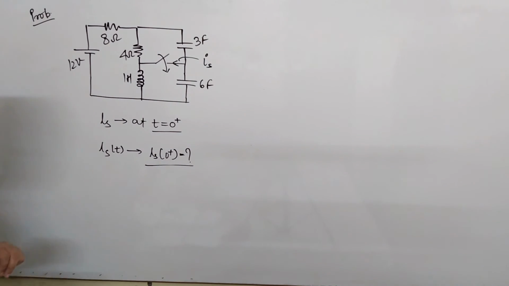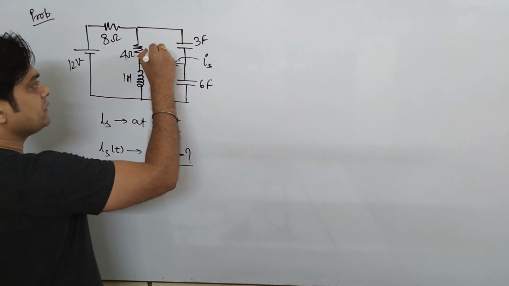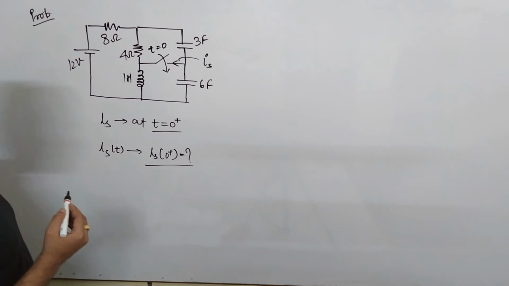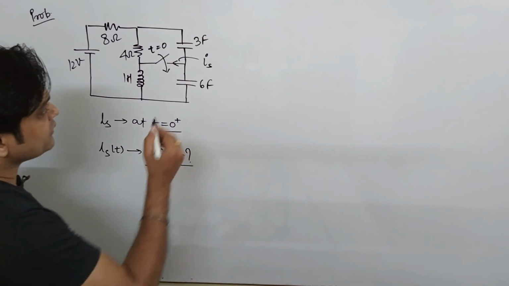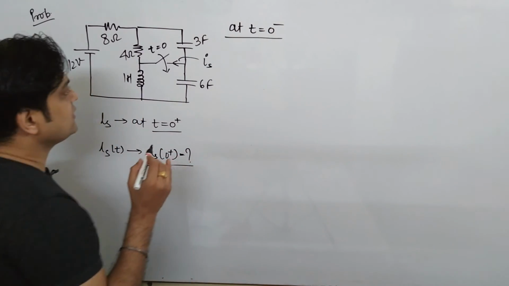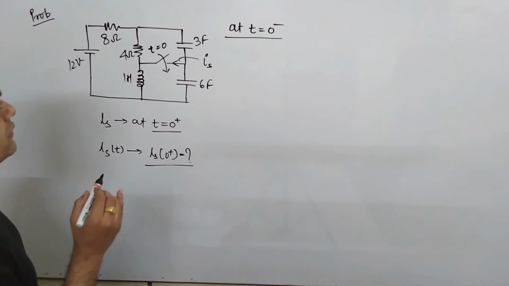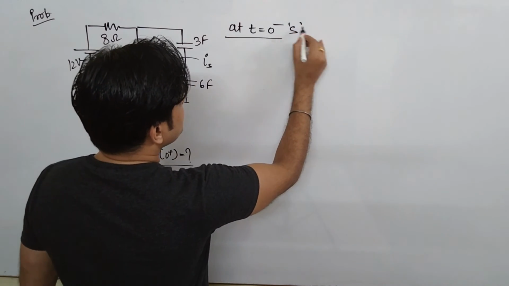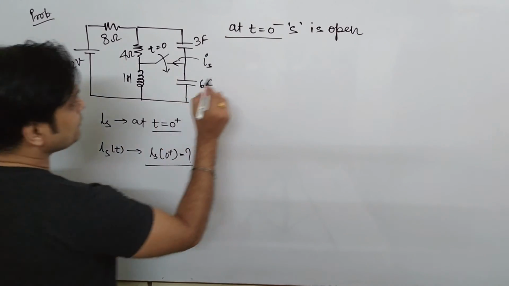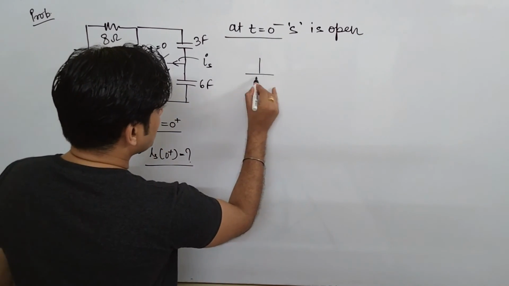In this problem, if you see the condition of the switch, it is at t equal to 0. So at t equal to 0 the switch is getting closed. That means at t equal to 0 negative, the switch S is open. Yes, it is open. So if it is open, then this is the condition. I am redrawing this circuit.